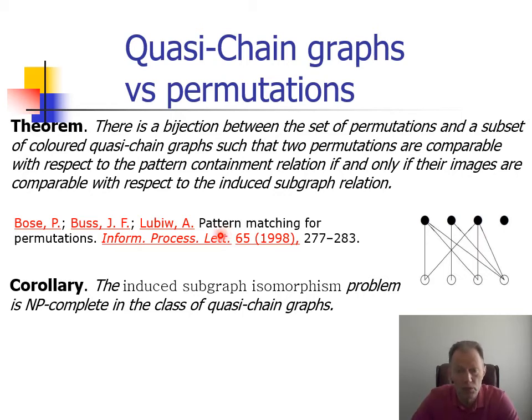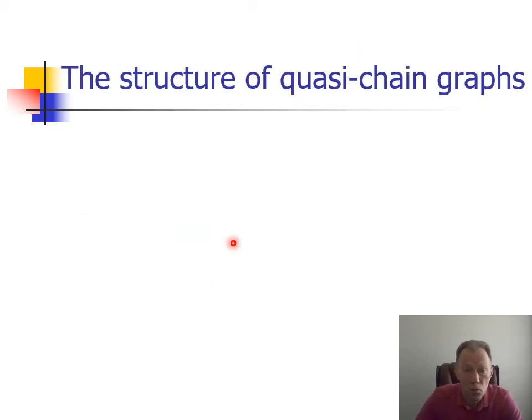This problem for permutations is known to be NP-complete, and with the bijection between permutations and quasi-chain graphs established in this theorem, the NP-completeness of the pattern matching problem implies almost immediately the NP-completeness of the induced subgraph isomorphism problem in the class of quasi-chain graphs. This result can be viewed as a negative result. And we also established a number of positive results. And all of them are based on a structural characterization of quasi-chain graphs that can be described as follows.